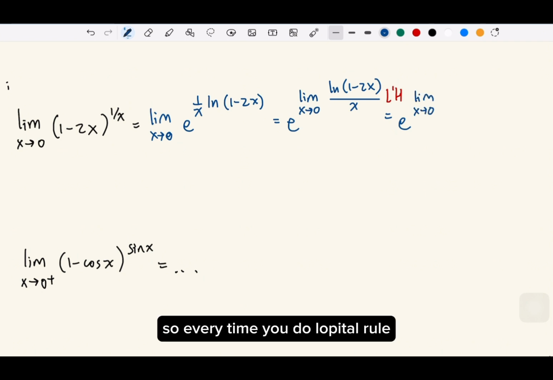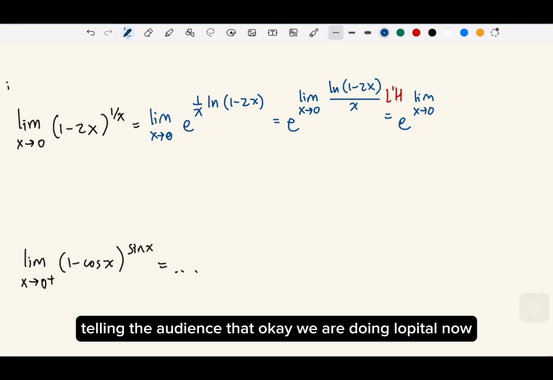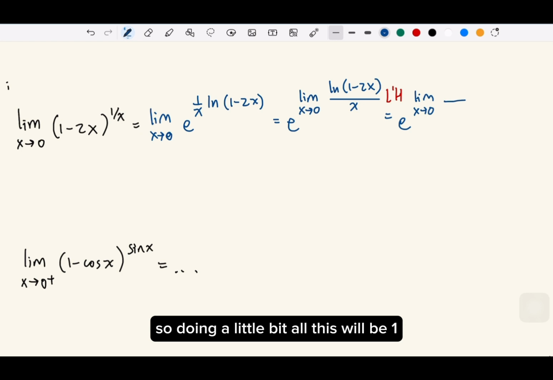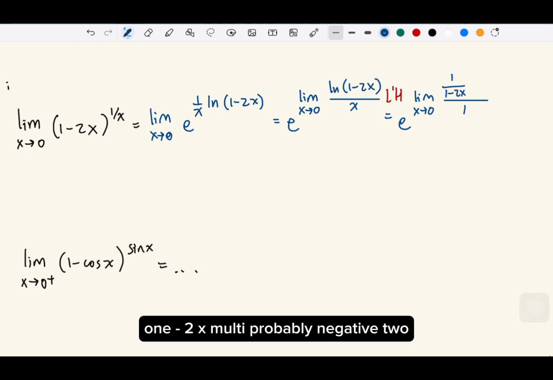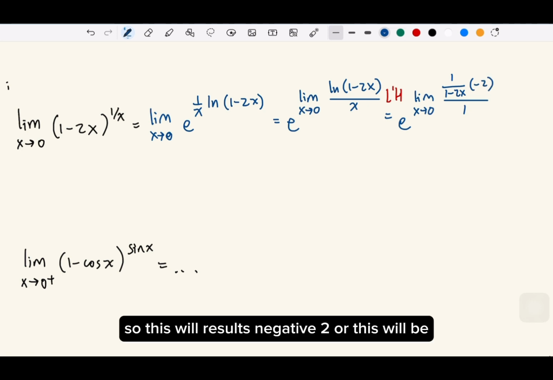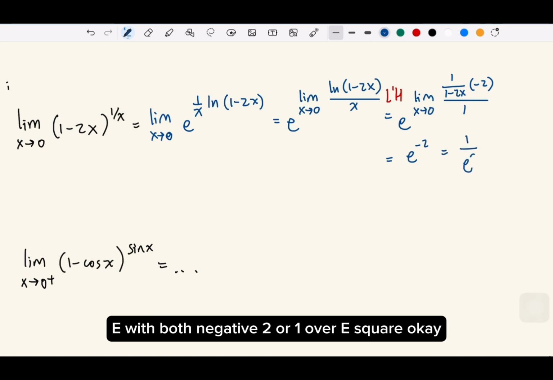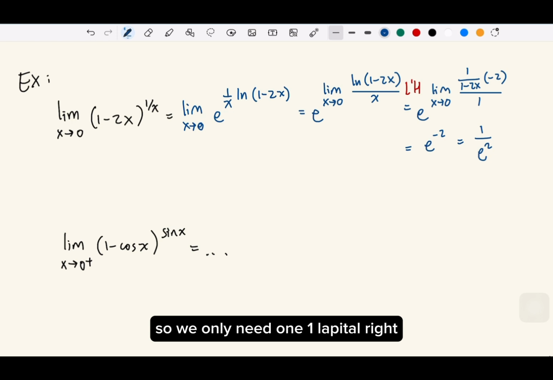Every time you do the L'Hopital rule, don't forget to write LH so that you are telling the audience that, okay, we are doing L'Hopital now. So doing L'Hopital, this will be 1 over 1 minus 2x multiplied with negative 2, right? So this will result in negative 2, or e with power of negative 2, or 1 over e squared. So we only need one L'Hopital.